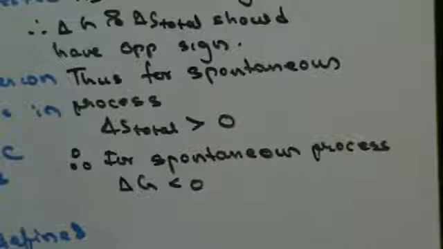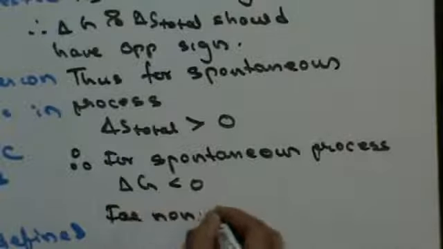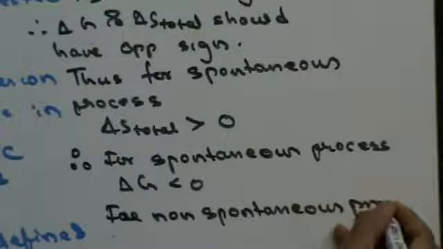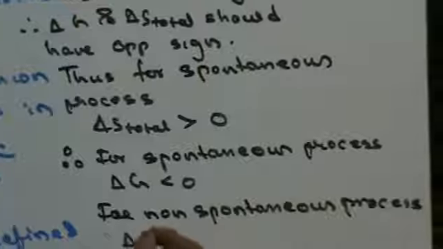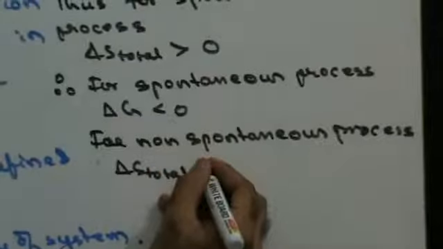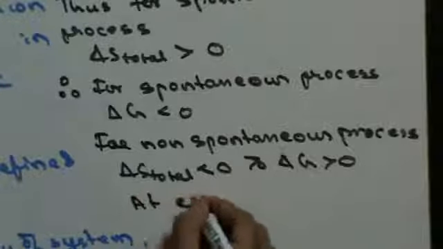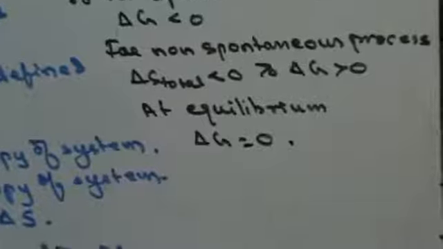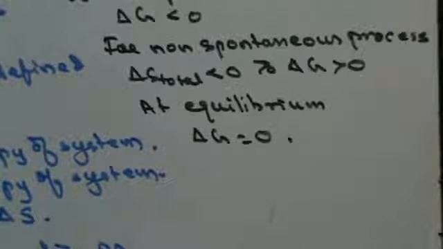Similarly, it will be exactly the reverse for a non-spontaneous process. For a non-spontaneous process, delta S total will be less than 0 and delta G will be greater than 0, and at equilibrium delta G will be equal to 0. Why? Because delta S total is 0, therefore delta G will also be equal to 0. Fine, do we get this thing here?